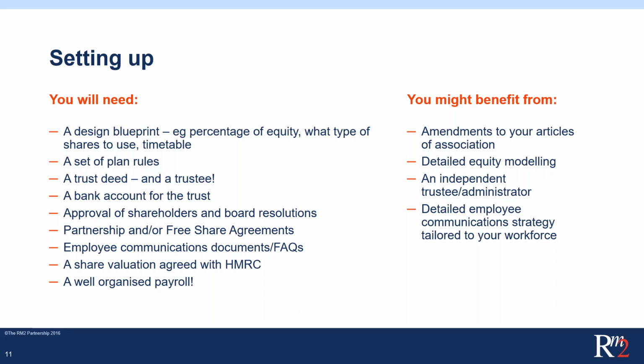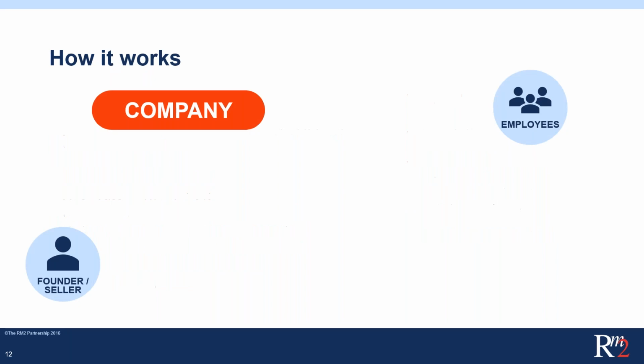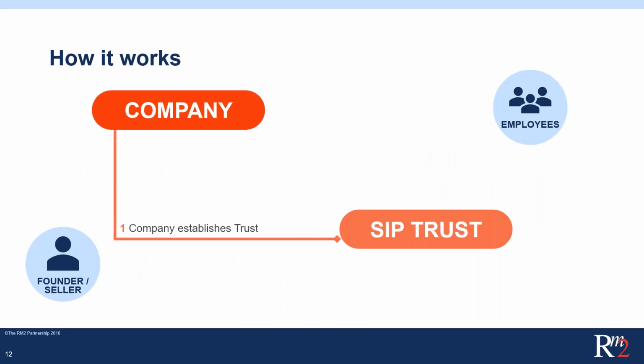So once the plan's set up, how does it actually work? Well, here's a fairly simple step-by-step example. Firstly, the company sets up the SIP trust, sets up the plan, sets up the trust that was going to hold the shares on behalf of the employees. The company then invites employees to participate, whether it's free shares, matching shares, a mixture of those, partnership and matching. And they do that by entering into a free share agreement or a partnership share agreement.